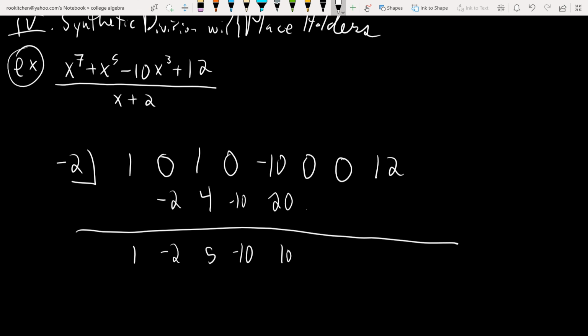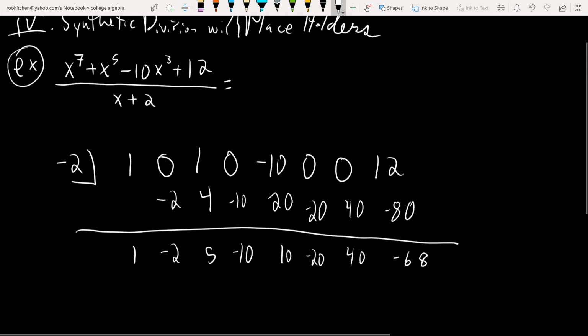Negative 2 times negative 10 is negative 20. 0 plus negative 20 is negative 20. Negative 2 times negative 20 is 40. 0 plus 40 is 40. Negative 2 times 40 is negative 80. And then finally, it looks like we have negative 68 for our remainder.